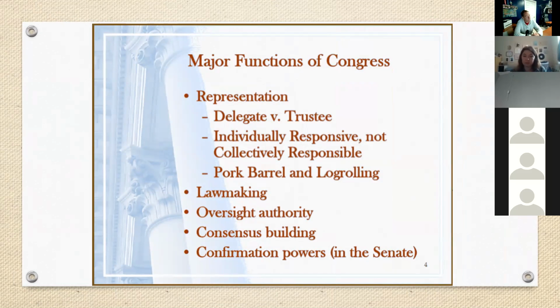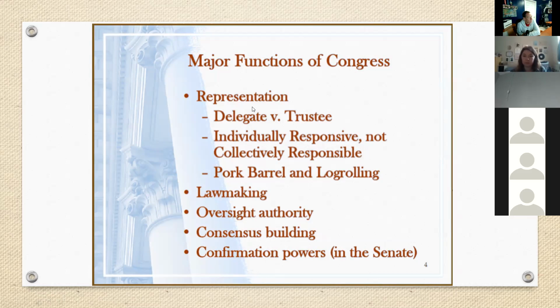Okay, so these are the things that the president does. A couple of things that students get confused over: we talked about confirmation power. Let's work backwards. Confirmation powers, consensus building. That's important because if you have a bill that you want passed, people have to build a consensus, an agreement around it. Oversight authority: they can examine laws that they've already passed and hold hearings to make sure the laws are operating the way they're supposed to. And we talked about lawmaking.